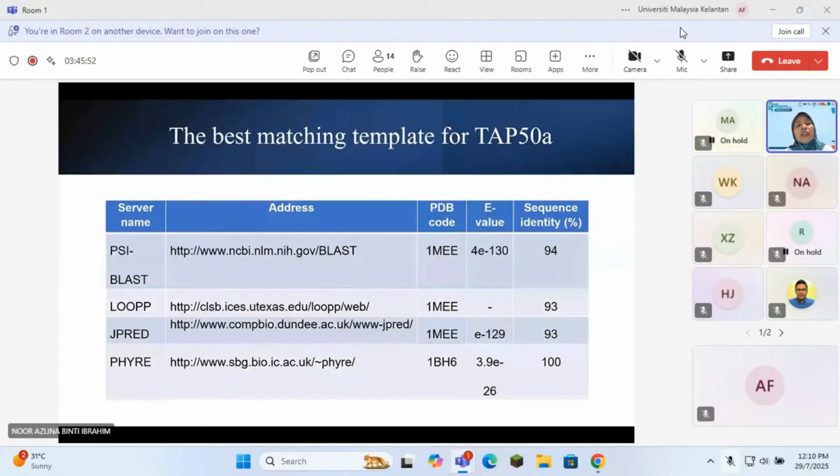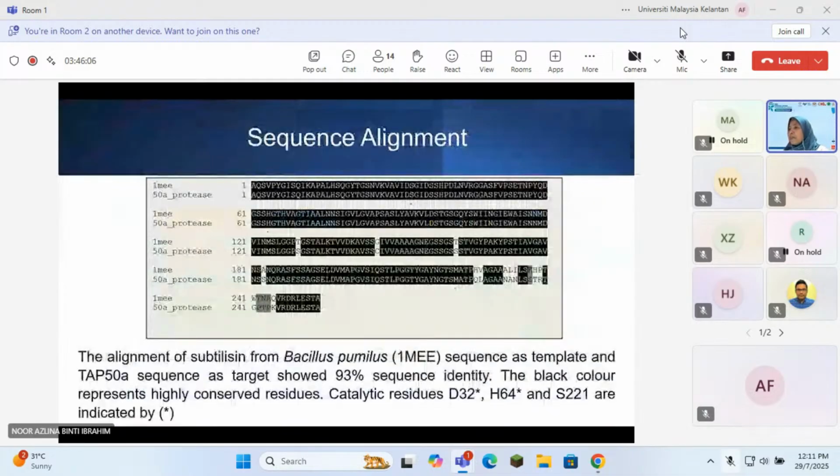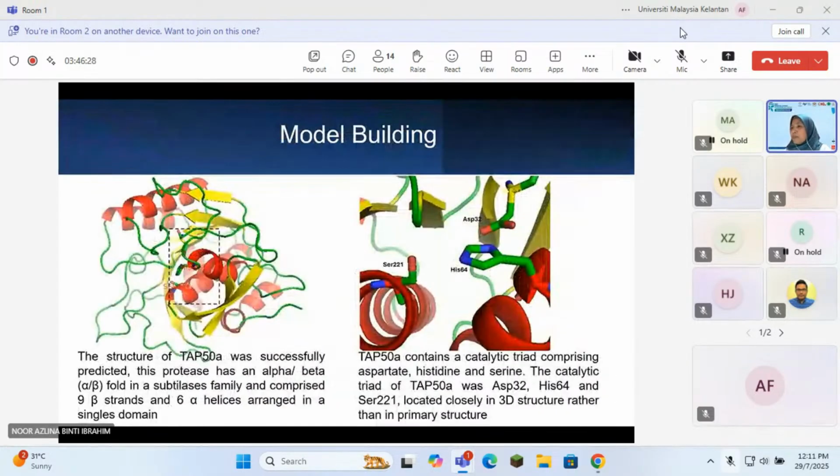This is available. Servers or websites can be used, and they propose the best structure as a template to predict the 3D structure of the AP58. Okay, this is the sequence alignment between one MME and one MEE, which are proteins belonging to Bacillus tumulus, and the identity of these two enzymes is around 93. Then Swiss model predicted the structure for me.